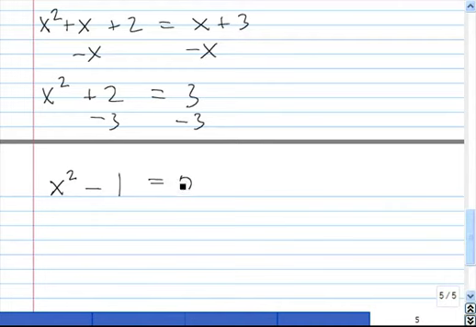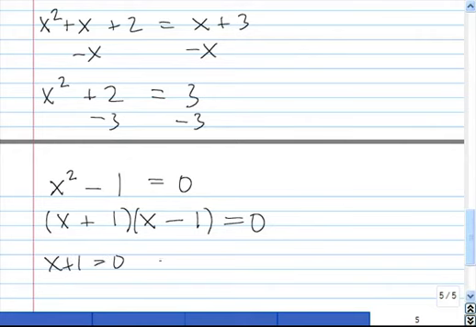Now all we have left to do is factor. X squared and 1 are both perfect squares, and that means that x squared minus 1 is a difference of 2 squares. So it factors as x plus 1 times x minus 1. Okay, once again we use the zero product property. We set each individual factor equal to 0. So x plus 1 equals 0, or x minus 1 equals 0.